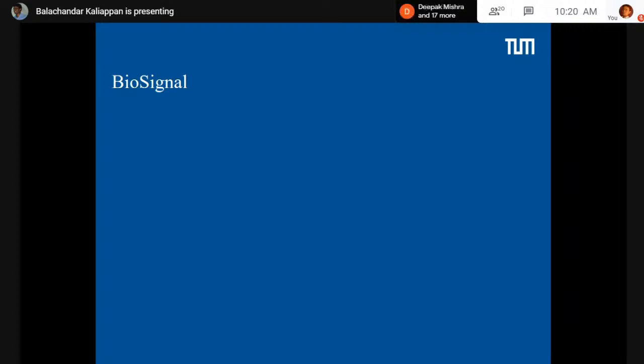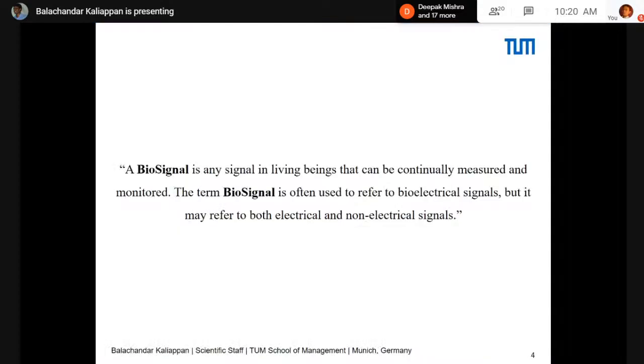Okay, so let's get into the first phase, where we'll try to understand biosignals first. A biosignal is any kind of signal from a living being, like a human or maybe an animal as well, which can be continuously measured and monitored. Something like your breath, your heartbeat, and even your sweat can also be a biosignal.